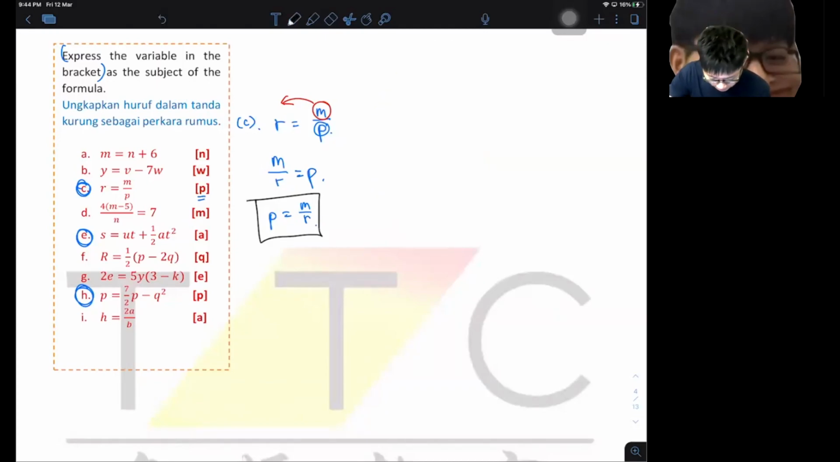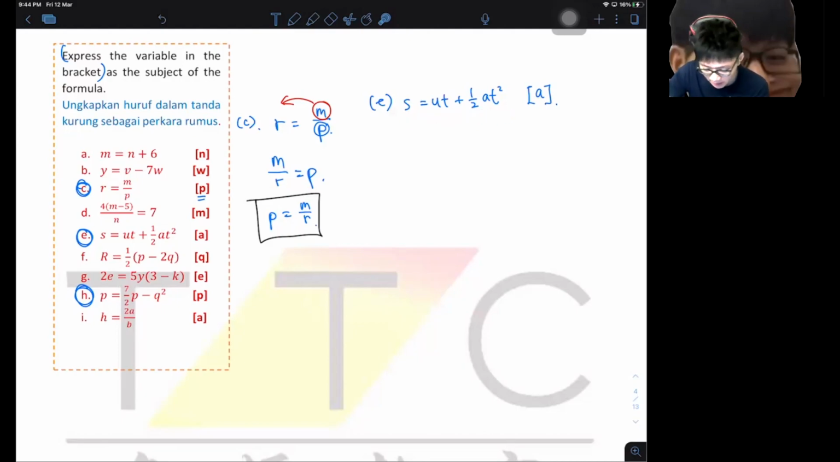So let's try E now. So E is what? S equals UT plus 1 over 2 AT squared. And then maybe I write beside to remind you all. So now they want A. By the way, this is a formula that you use in physics, Form 4. So that's why once you got this skill already, no matter what formula they give you next time, you will be able to use and solve them. Okay, so this is legit a formula from physics.